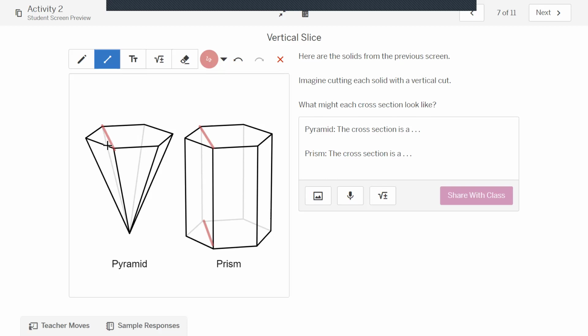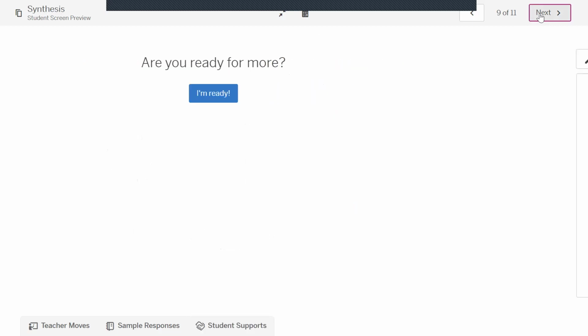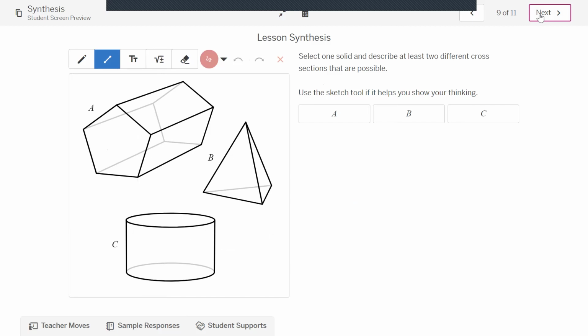Hmm. This would be more like a tetrahedron of some sort. That's what you get from that. Yeah, this is just really exploring stuff. Oh boy. Select one solid and describe at least two different cross sections that are possible. You know, you can make this here and there. There's one cross section that makes this into a triangular prism. Turn this into a trapezoid prism.